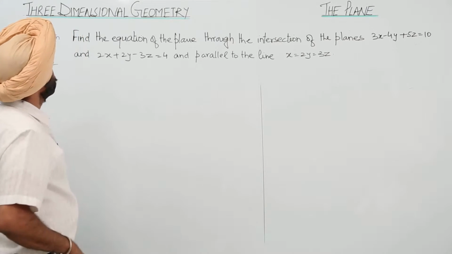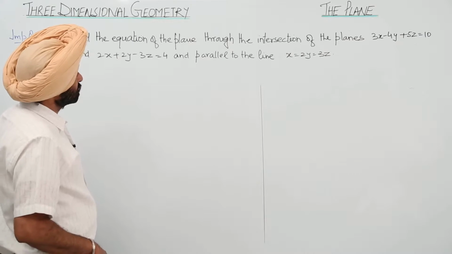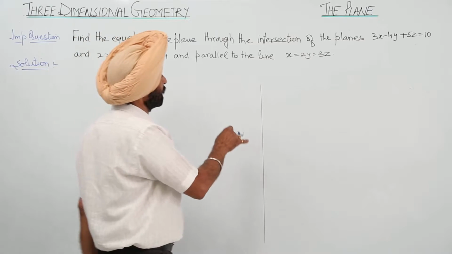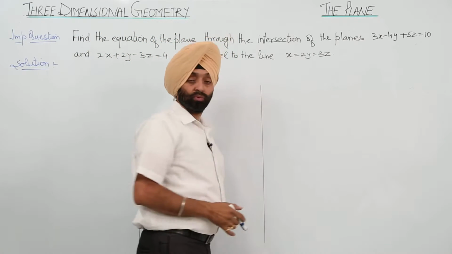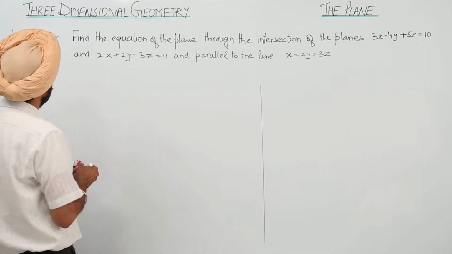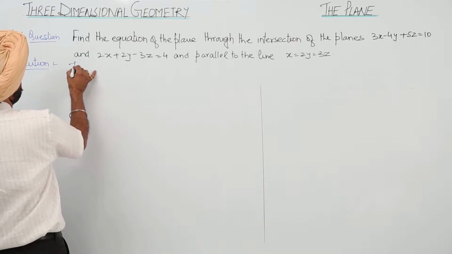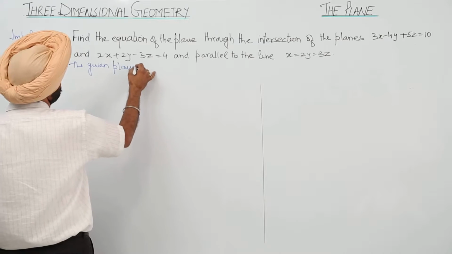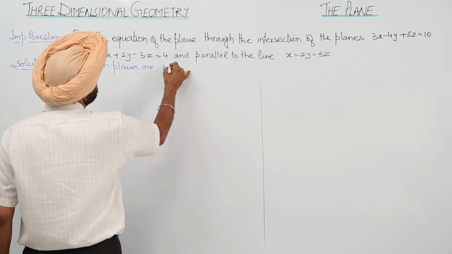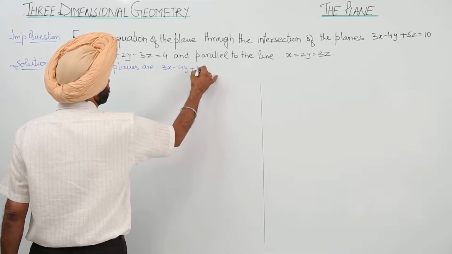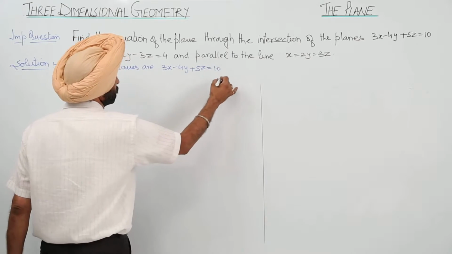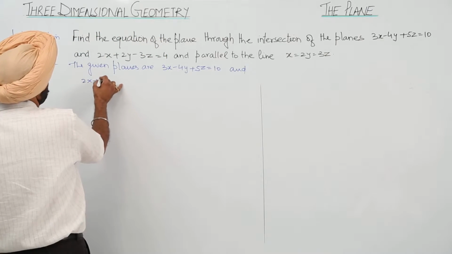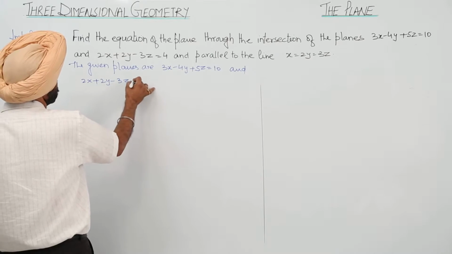A very important question. The question is: find the equation of the plane through the intersection of the planes, equations of planes are given to us, and parallel to the line. The line is x equal to 2y equal to 3z. Now, the given planes are 3x minus 4y plus 5z is equal to 10 and 2x plus 2y minus 3z is equal to 4.